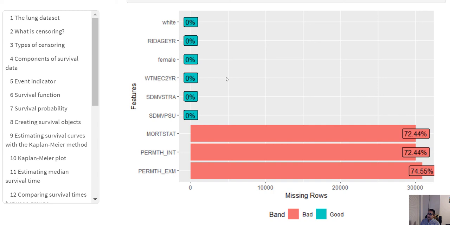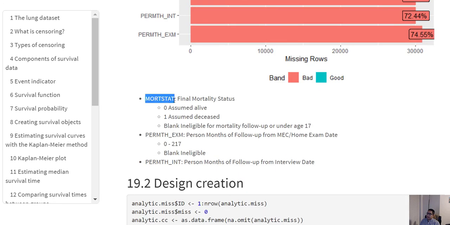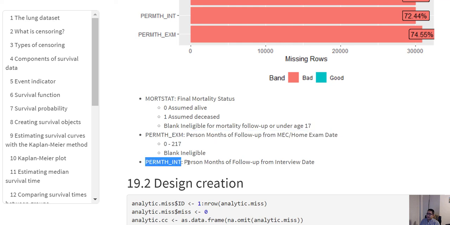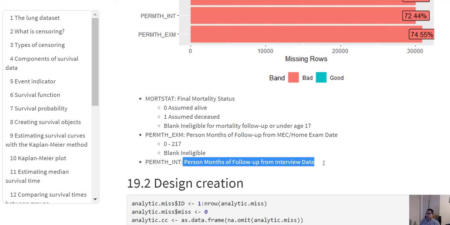And we can also try to see whether there were any missing values, and we can see that especially for the mortality status and the two time variables, we had some missing observations. So basically this mortality status is the final mortality status or the event. We have one variable that was giving us the person month of follow-up from the MEC or the home exam date, and there was another alternative time that was giving us the person month follow-up from the interview date.